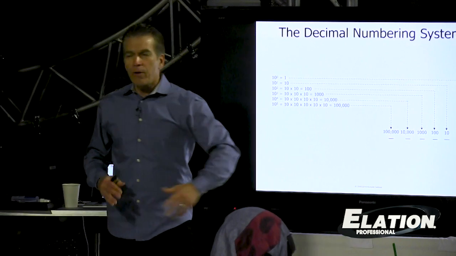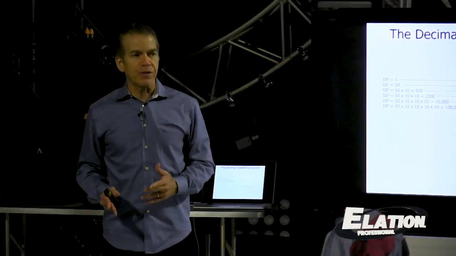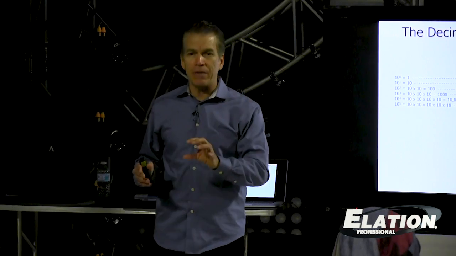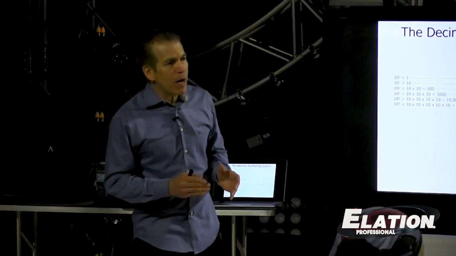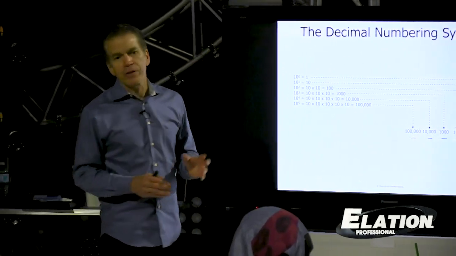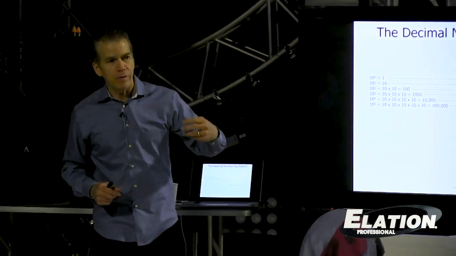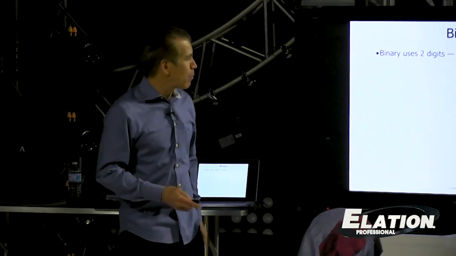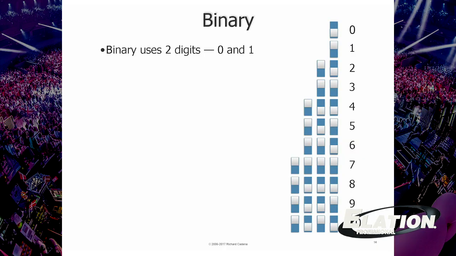We grew up, humans use the decimal numbering system. In decimal, there are 10 digits, 0 through 9. And we arrange these digits in columns according to their weights. And then we add them up to convert them to a number. So in binary, there's only 2 digits, 0 and 1.